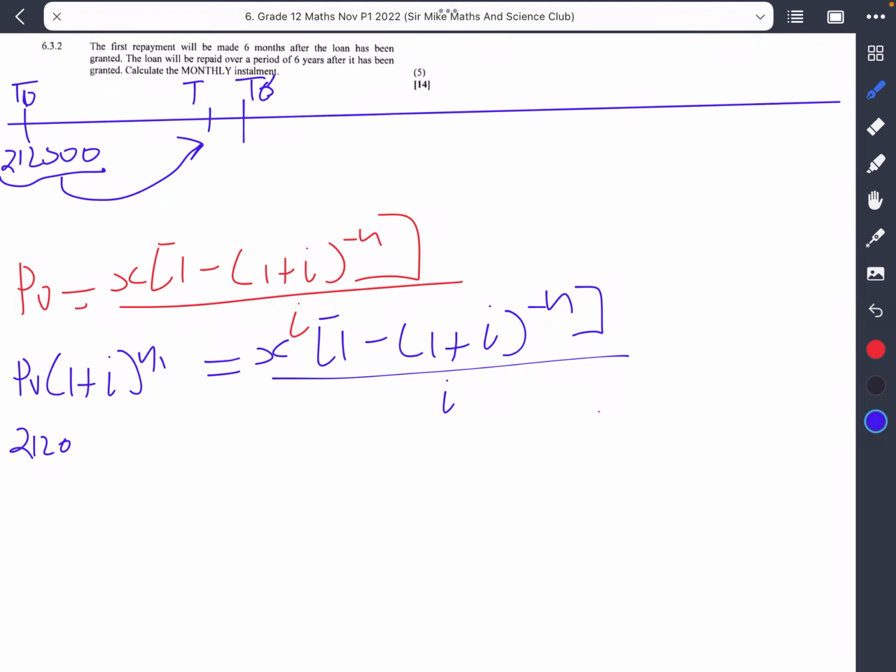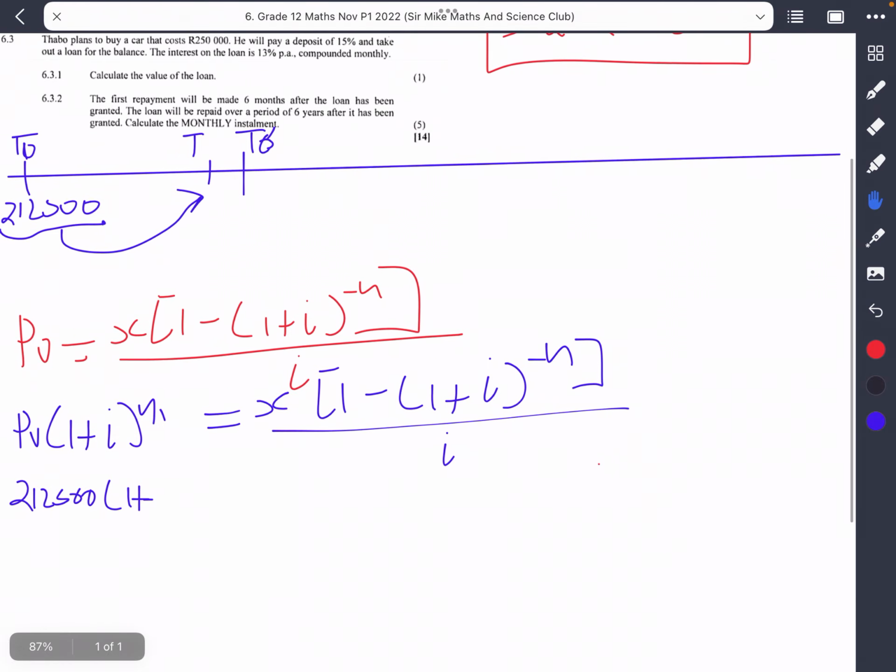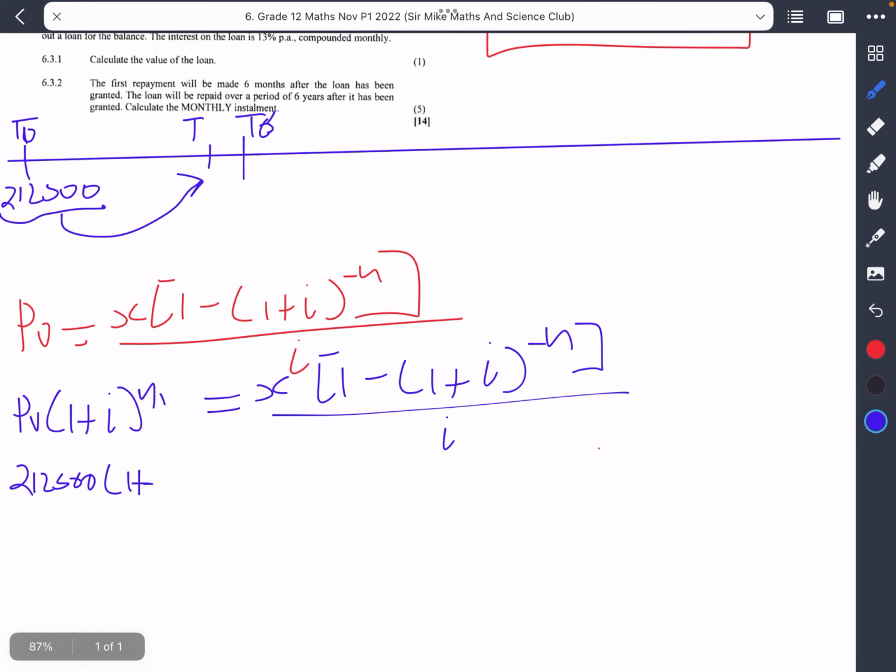So this would be equal to x, and then we open brackets: 1 minus (1 plus i) to the power negative n. This n and that n are very much different. This one would be the number of payments. We're going to divide everything by i. I'm just going to erase what I wrote there. The loan would be 212,500, but with the interest that it accumulated for 5 months while it was just lying in the account.